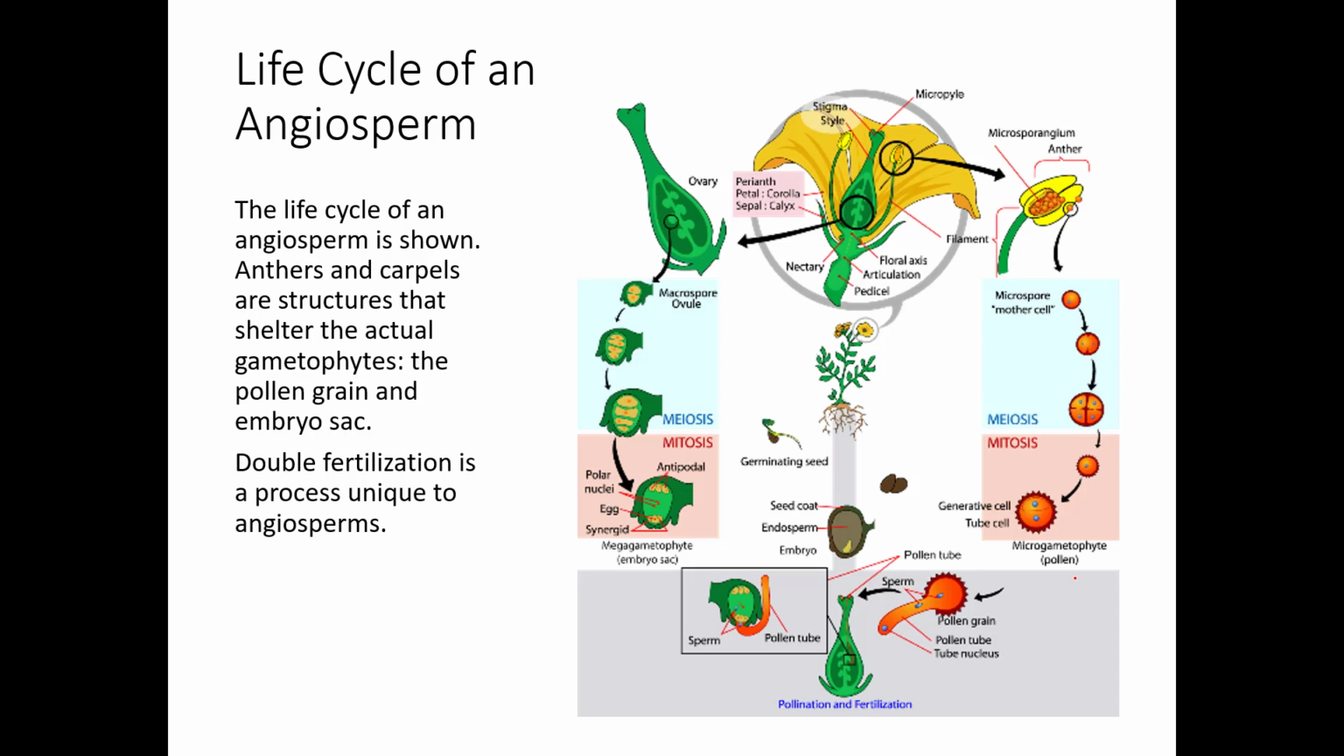So how is the life cycle different in the angiosperm? The pictures look a lot different. If I were you, I wouldn't get too hung up on how different the pictures look than the other life cycles you've seen. There's still going to be spores formed by meiosis. Each spore grows into a gametophyte. The female gametophyte grows inside the ovule. The male gametophyte grows inside the pollen grain.